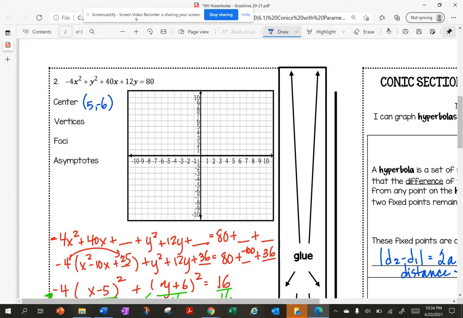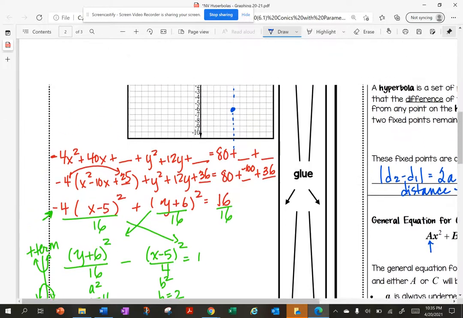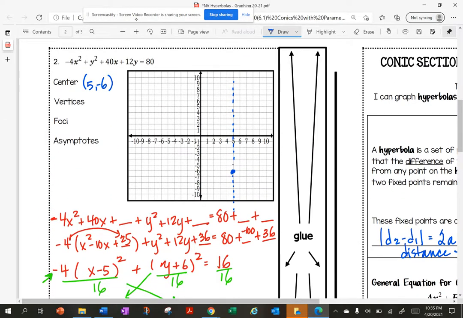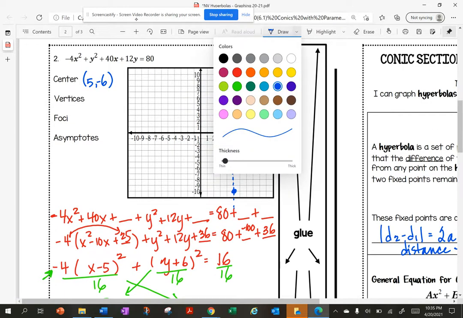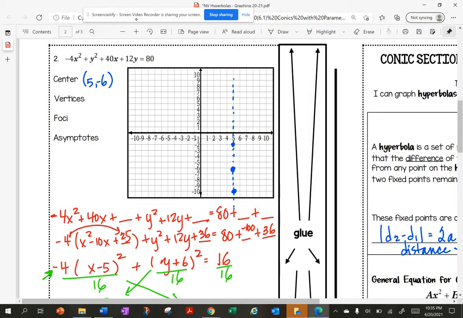So I'm going to graph that first. So 5, negative 6. So I know I'm going to be vertical. So I'm going to graph this way. So my vertices, so my A value, we said is 4. So I'm going to go up 4, 1, 2, 3, 4. And down 4, 1, 2, 3, 4. It's my A value. And then I said B is 2. So I'm going to go right and left 2 from my center.